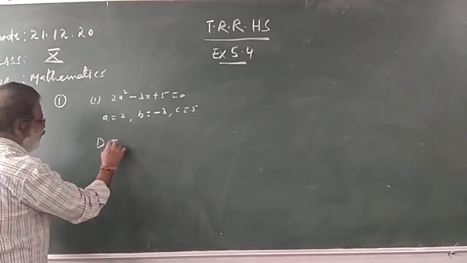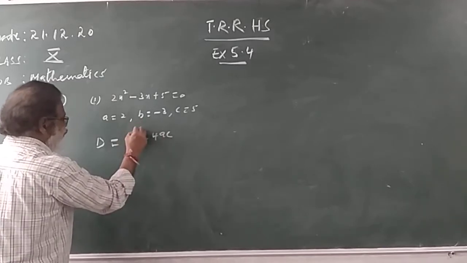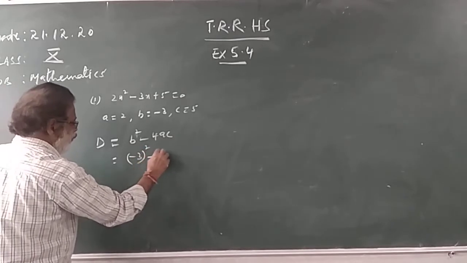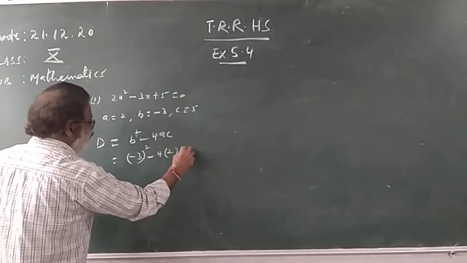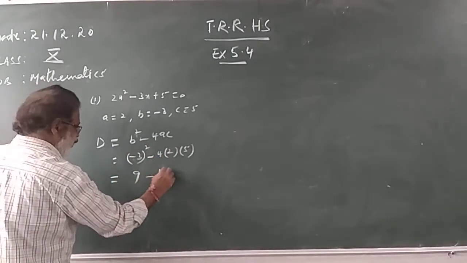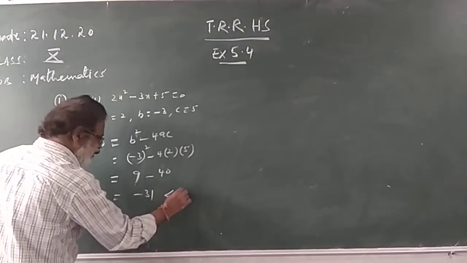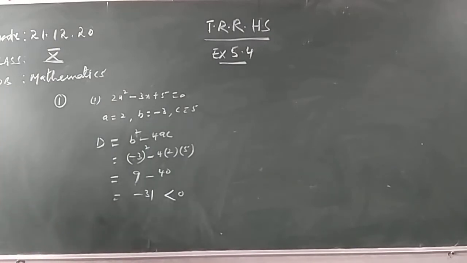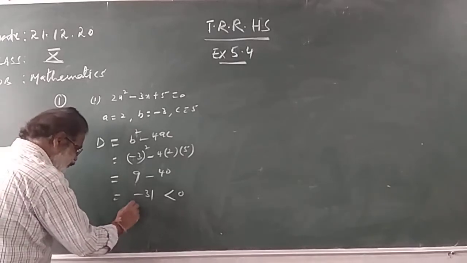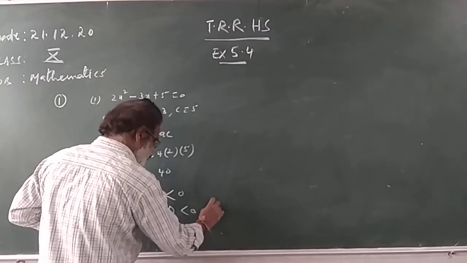Find D. D is equal to b square minus 4ac. So b is minus 3, squared is 9, minus 4 times 2 times 5, which is 40. 9 minus 40 is minus 31. We got the D value, minus 31. Minus 31 is less than 0. So since D is less than 0, no real roots.